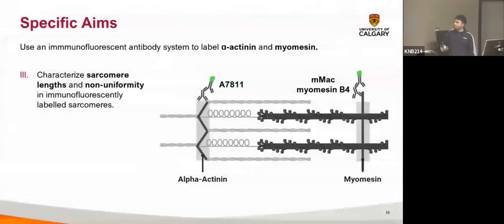Another thing we could do with this immunofluorescent system is characterize sarcomere lengths and also the amount of non-uniformity that we observed in our sample. Sarcomeres all have different lengths. So you can have a myofibril where the average length is 2.5, but some sarcomeres on one end will be 2.7, some on the other side will be 2.3, and so it averages out. This amount of non-uniformity is inherent to all myofibrils. With our immunofluorescent system, we wanted to see if we're changing the amount of non-uniformity that we see, and also to characterize it and see how it behaves.